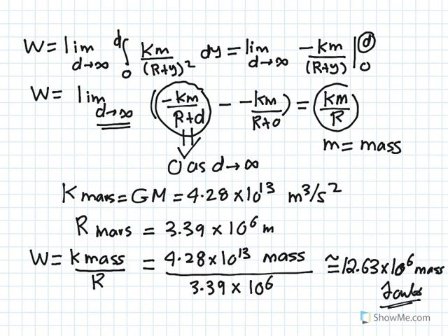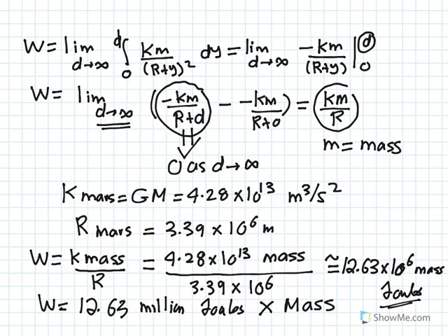So we have the work in terms of the mass. That means if you have a satellite that weighs more, has higher mass, it requires more work to launch this satellite into outer space from the surface of Mars. So the work done is approximately 12.63 million joules multiplied by the mass of the satellite. A heavier satellite requires more work, of course.